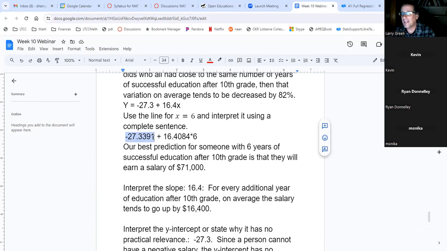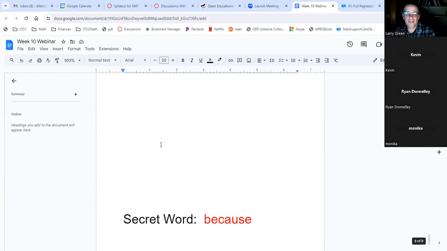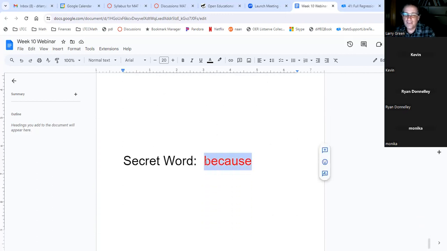This is the predicted salary for a person who has no education after 10th grade. And you would never predict a salary of a person to be negative 27,000. Does that make sense? So the secret word is because. As I mentioned, beware of the word cause in because, but that is a secret word. I always like to put in an important word for the day. That is a secret word for what we're doing.